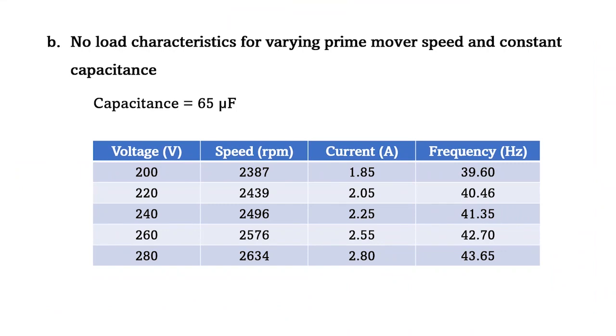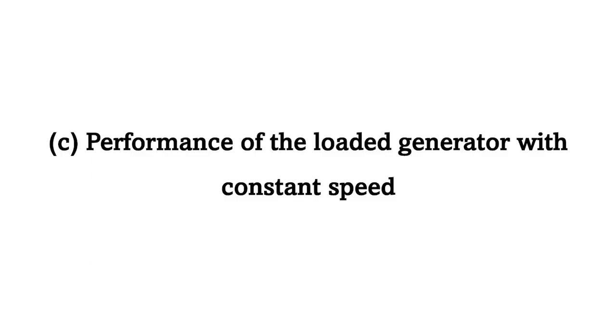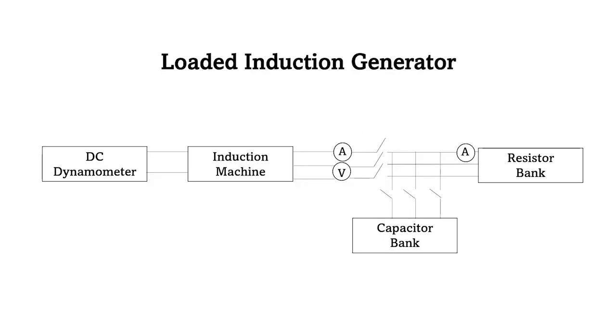We continue the procedure by keeping the capacitance constant and measuring the voltage, speed, current, and the frequency of the machine. Here also, use these values when doing the calculations. Next, we'll move to part C, performance of the loaded generator with constant speed. In here, we are going to observe the variation of voltages and currents in different loads of the machine while keeping the speed constant. For this part, we have to connect the circuit as shown here.